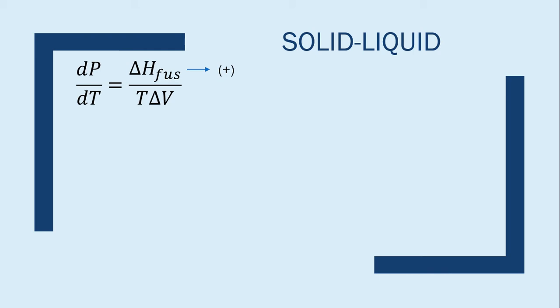Then, the change in volume is going to be positive and is not going to be very large, since the component in both phases has a fixed volume. The only difference is that the liquid changes its shape to fill the container where it is located. So, the boundary line will be positive and large.